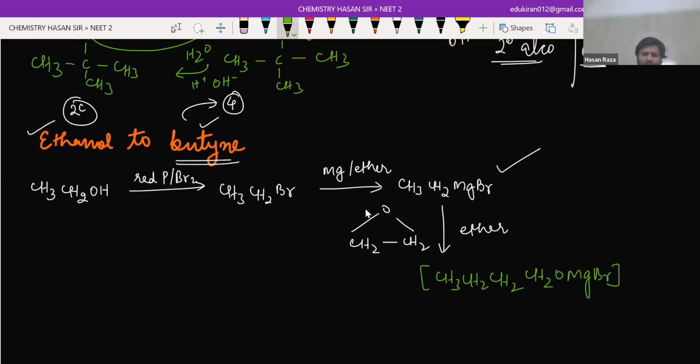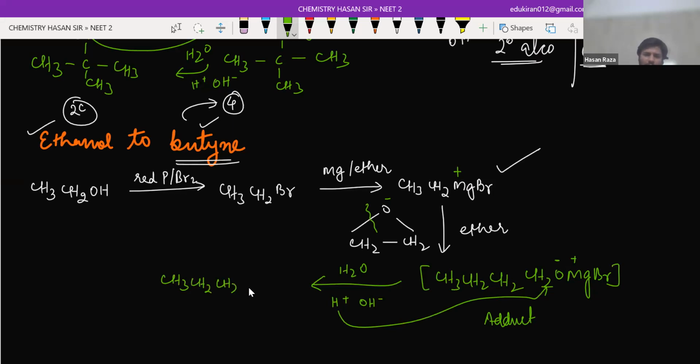Very simple it is. You can see this bond will be broken. There will be a negative charge here and a positive charge here, so it will attach with this, and it will go like this, CH3CH2. This is your adduct, basically the intermediate. After this, you are going to do the hydrolysis, with H plus and OH minus. You know that this will have negative, this will have positive. So this H plus will directly go with this, and you will get an alcohol, that is your butanol, CH3CH2CH2CH2OH.